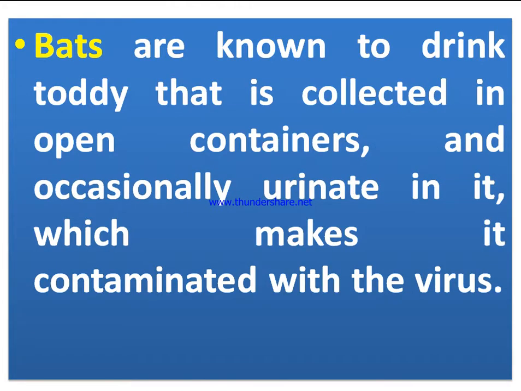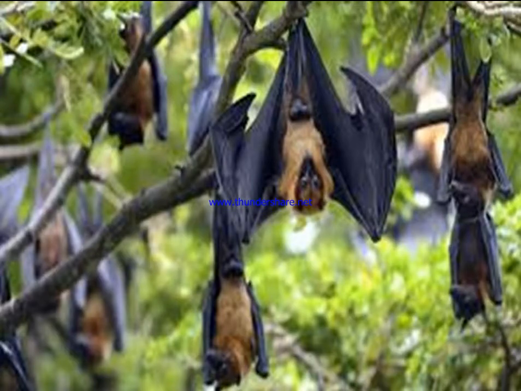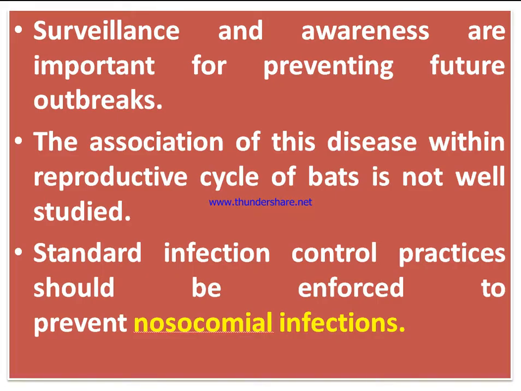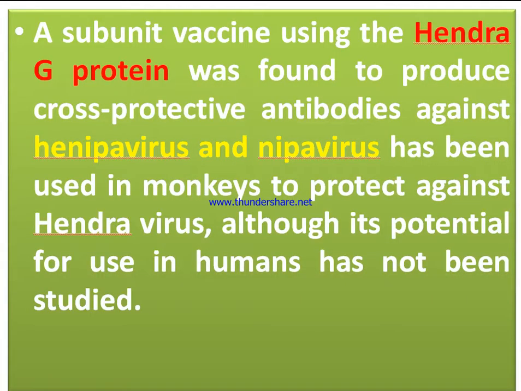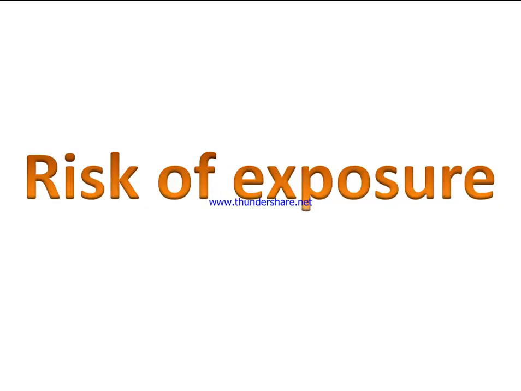Bats are known to drink toddy that is collected in open containers and occasionally urinate in it, which makes it contaminated with the virus. So what about vaccination? The Hendra G protein was found to produce cross-protective antibodies. A Henipavirus vaccine like the Nipah vaccine has been used in monkeys to protect against Hendra virus, although potential use in humans has not been studied. So what are the risks of exposure?